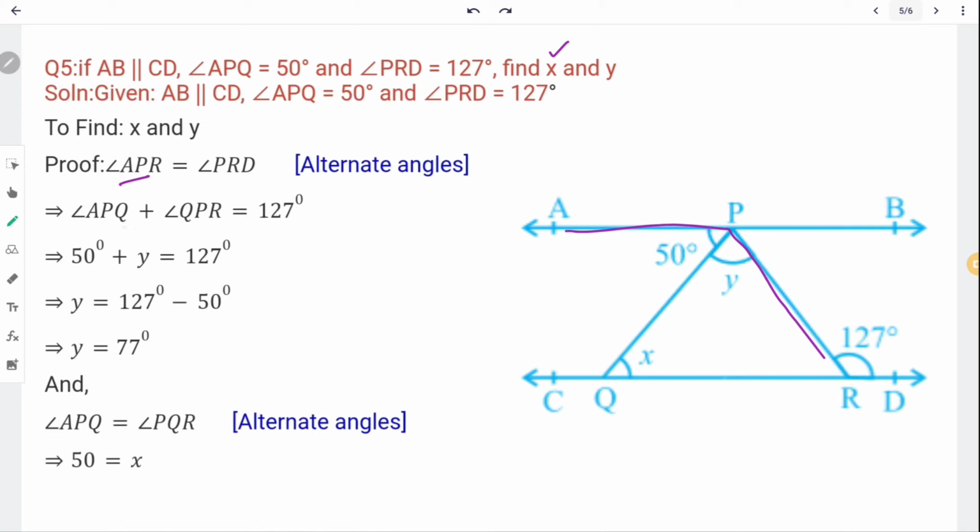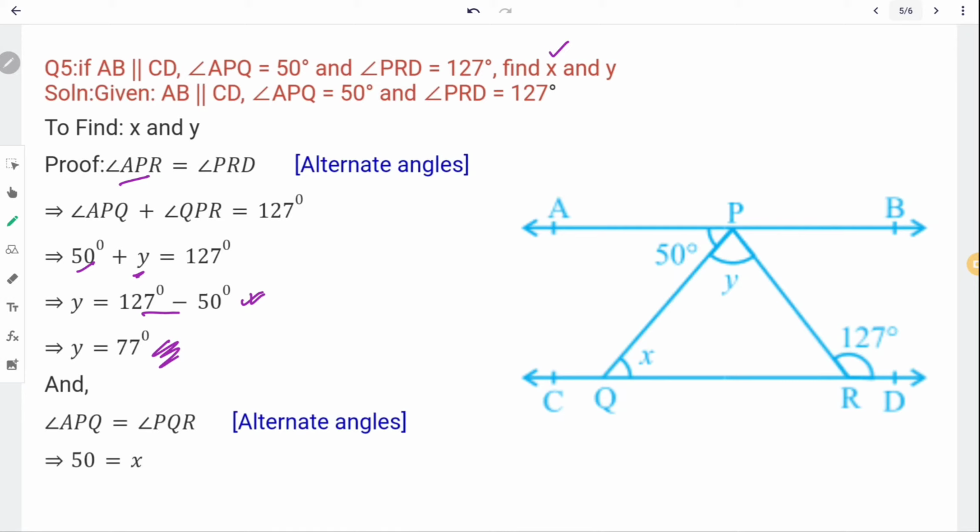So we're going to separate those two now, and you can already see here APQ. So this is the first angle plus QPR, right? So QPR gives the entire angle, so 127 degrees. All right, now we already know APQ is 50 degrees, and QPR is simply angle Y. So once we're done with it, send the 50 to the other side, it will become minus, and when you subtract these two, we're going to get Y equals 77 degrees.